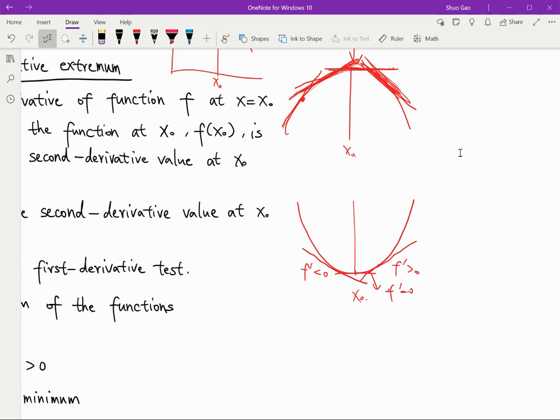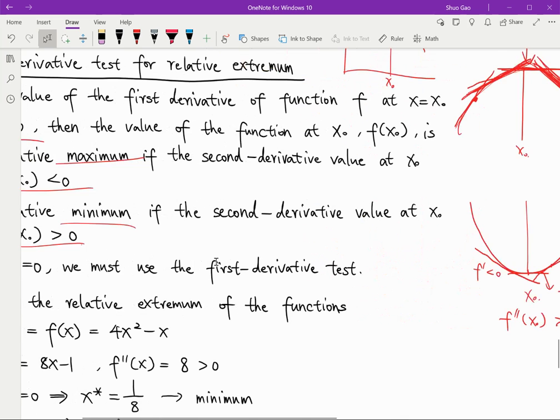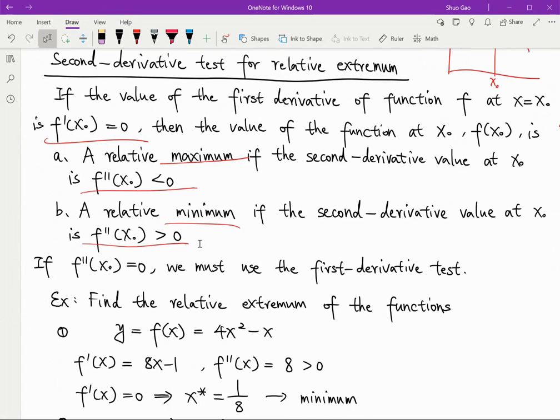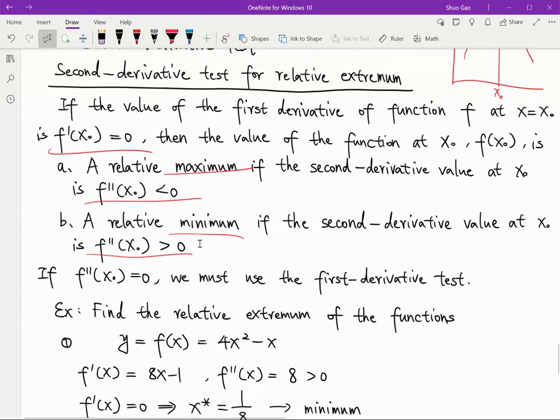So for the second derivative here, f double prime x0 at the point x0 should be a positive number, because the first derivative increases from negative to positive. So the second derivative should be a positive number. For a relative minimum, the second derivative at the stationary point is a positive number. This is how we use the second derivative to find out if it is a relative maximum or minimum.